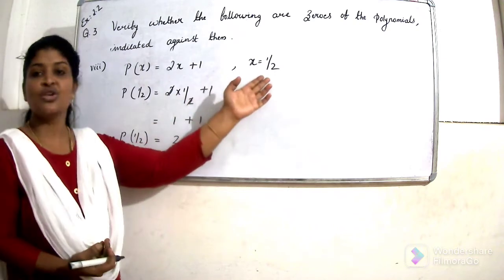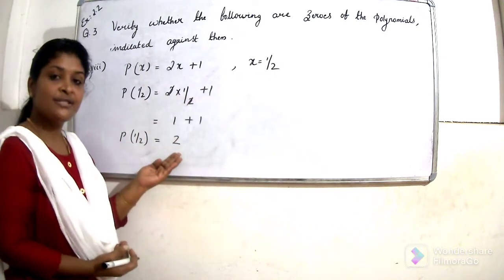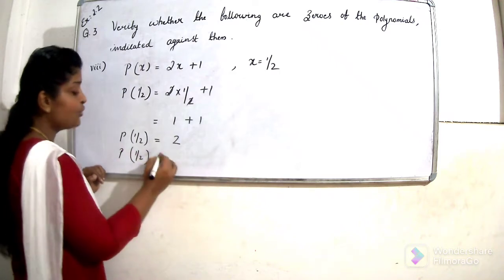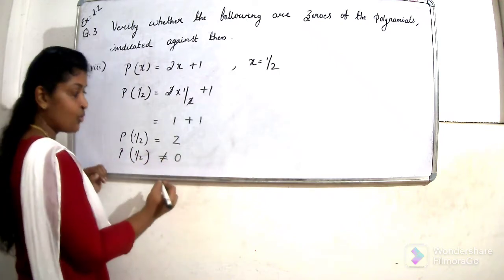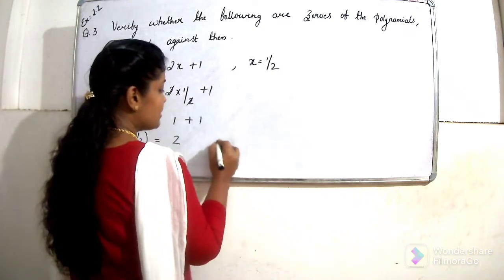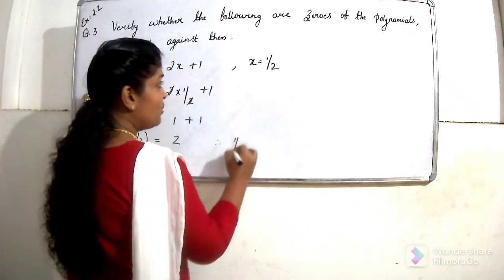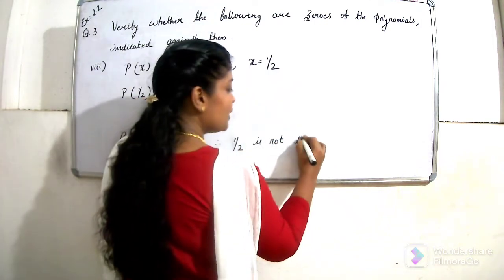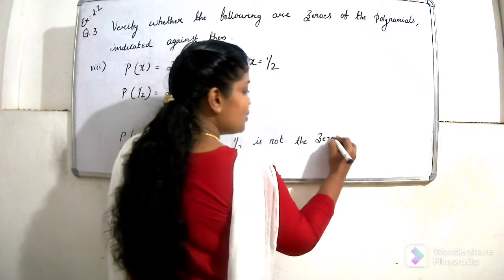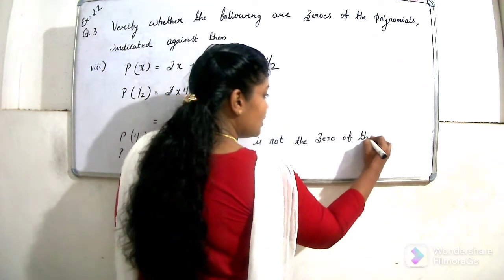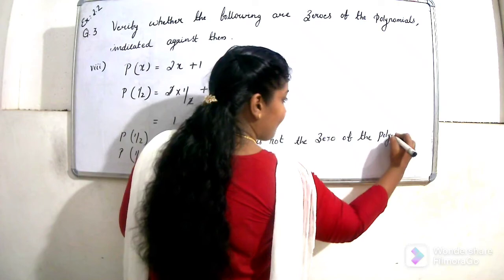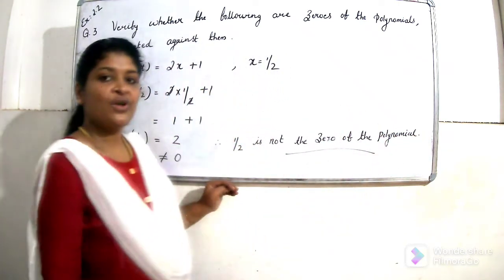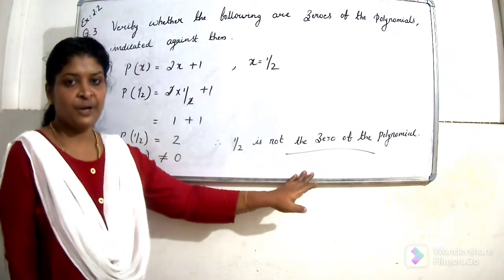But we needed 0, no? Then only this is the 0 of the polynomial. Here we do not get 0. So we can say when we substituted the value, P of 1 by 2 is not equal to 0. Therefore 1 by 2 is not the 0 of the polynomial. Okay, so this is the solution for this particular question.